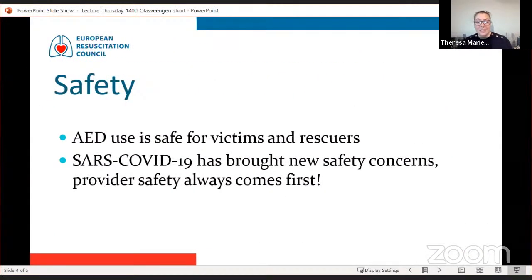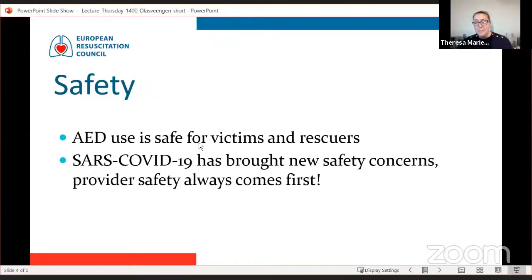And last but not least, safety. I think we all feel pretty different about rescuer safety than we did a year ago. So just to reiterate, rescuer safety first, PPE before CPR, and compression only is a good option in the BLS setting when there's risk of infection.